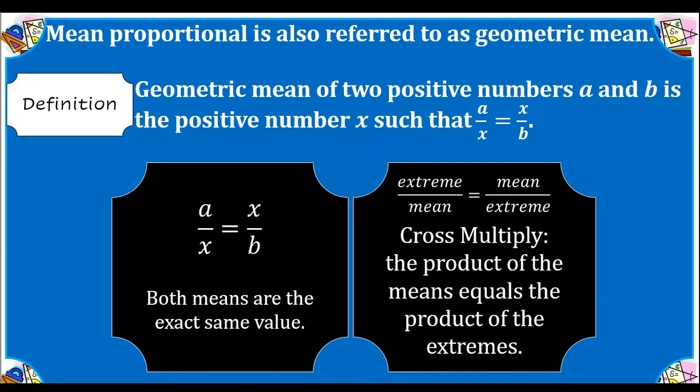So the geometric mean of two positive numbers, a and b, is the positive number x such that a over x equals x over b. Now, one of the main important parts of this is knowing the components of this geometric mean. So the extremes is the top left and the bottom right, and your means is the bottom left and the top right of your proportion. And you're simply going to use cross multiplication to find your answer. So notice that the means will be the exact same value.